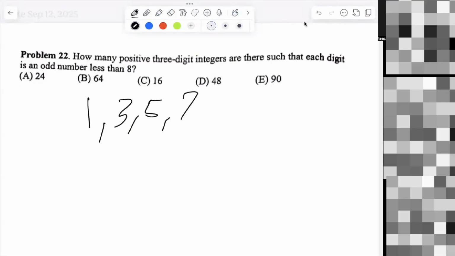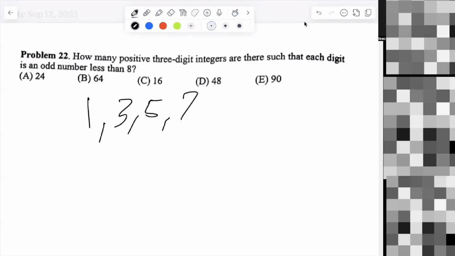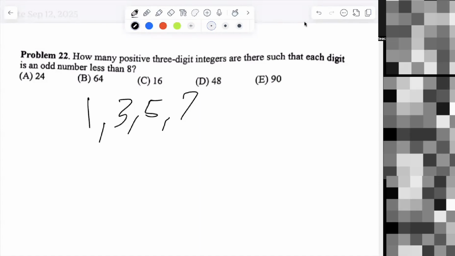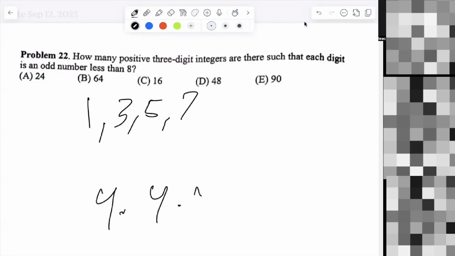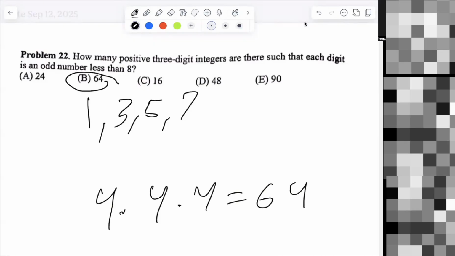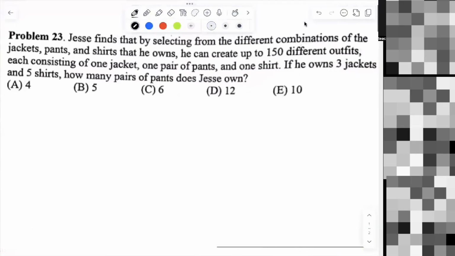Notice that we want each digit to be an odd number that's less than 8. It satisfies the requirement. So each of the three digits has 4 choices. There's 4 choices on the first one, 4 choices for the second, and 4 choices for the third. This gives you a total of 64, or B. Right? Now let's move on to problem 23.